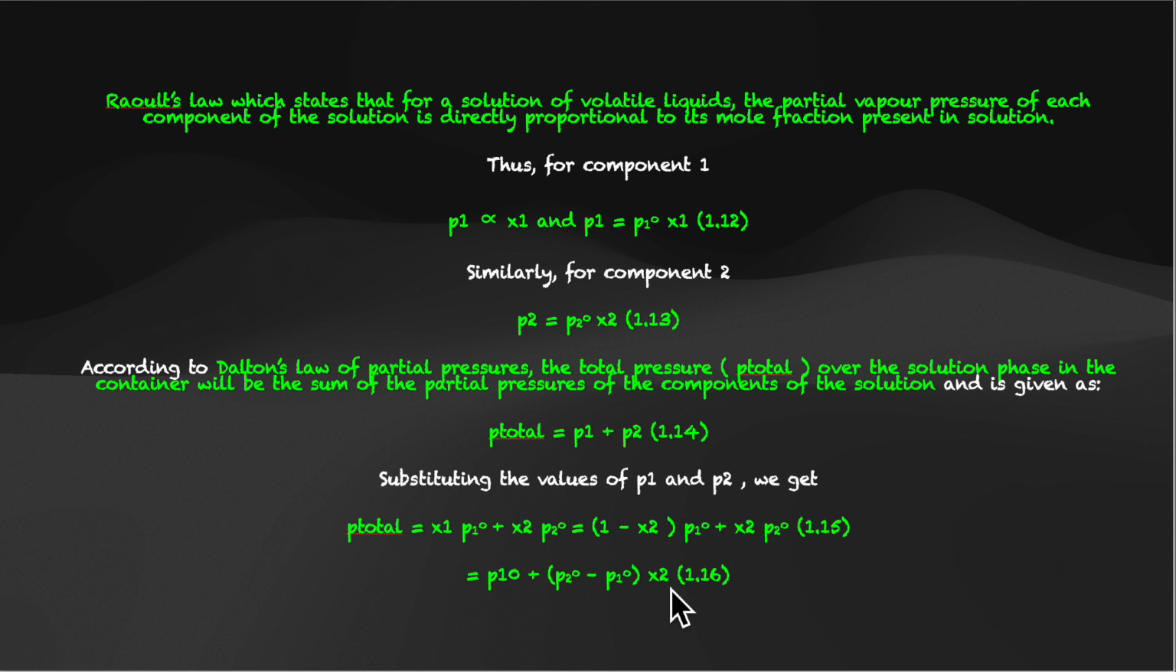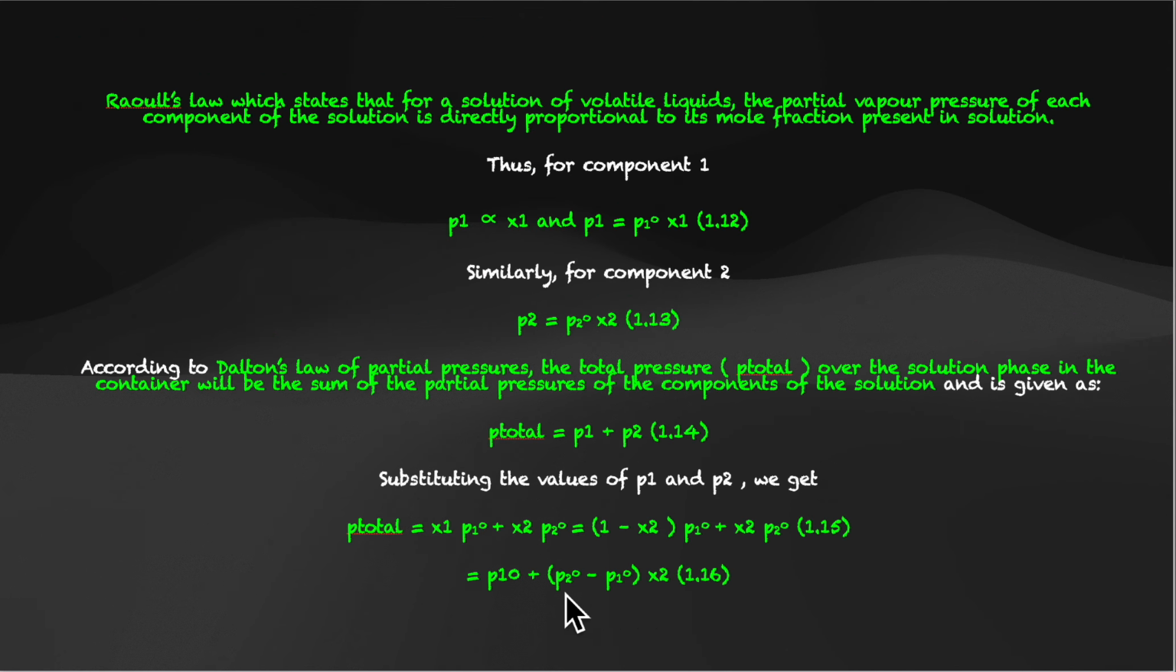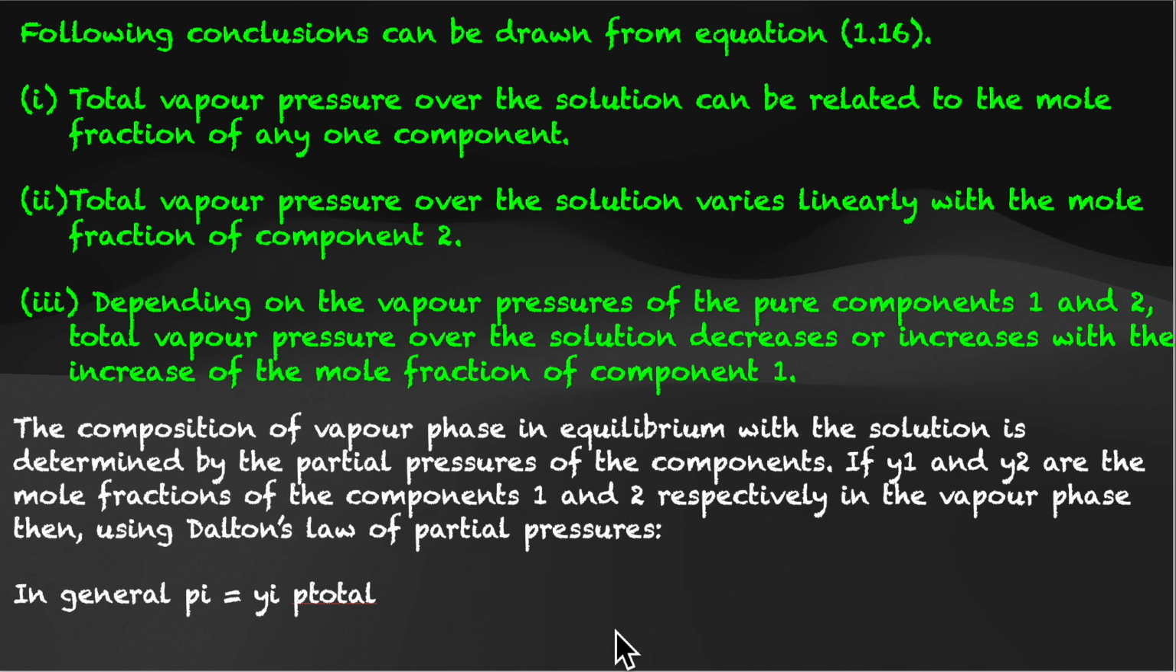So total vapor pressure over the solution can be related to the mole fraction of any one of the components. That will be enough. Total vapor pressure over the solution varies linearly with the mole fraction of component 2. As you see here, this total vapor pressure, P total, is directly proportional to chi 2. That is, it varies linearly with the mole fraction of component 2.